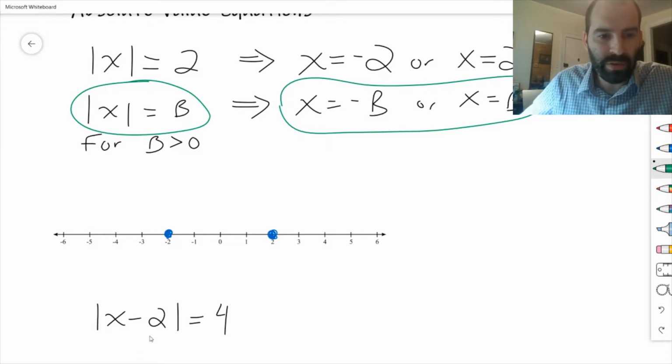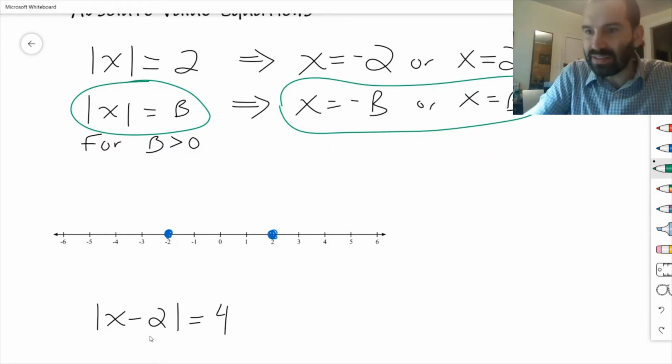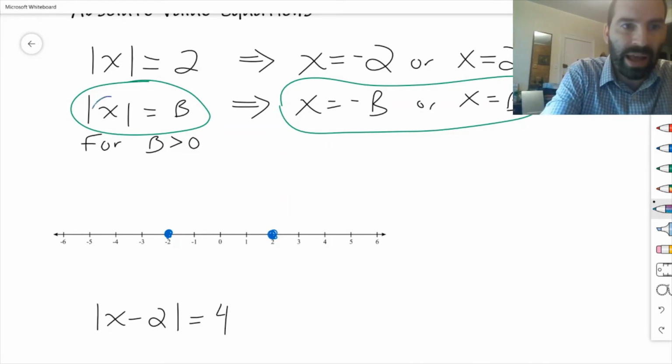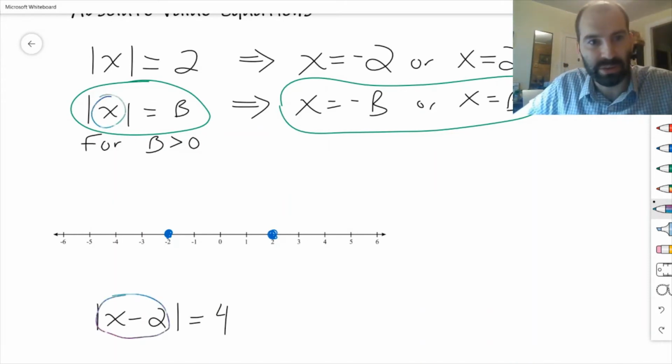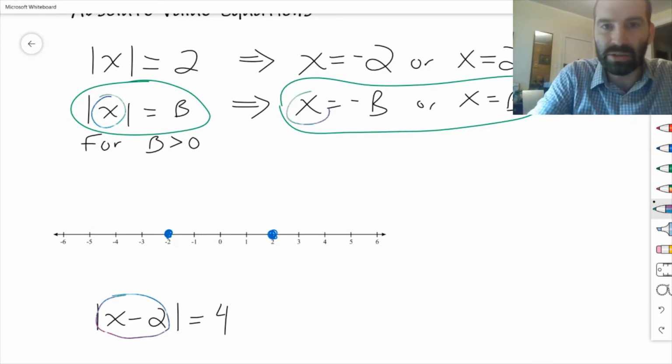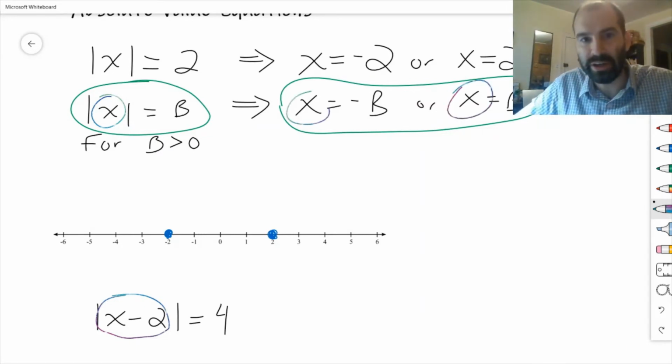But look at what we have in place of x. Up here we had an x. Down here, we have an x minus 2. So I'll just put an x minus 2 in place of x here and here.